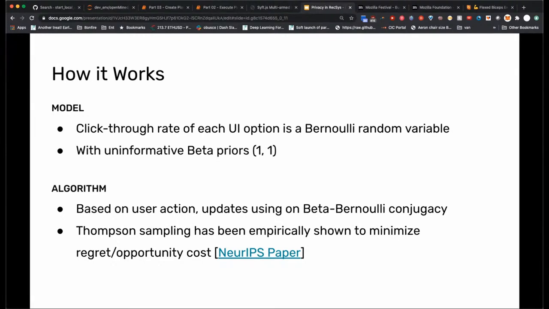Once again, we're learning from user actions. We're doing the update based on beta-Bernoulli conjugacy. This is nothing more than a mathematical nicety that makes the update very simple to compute. And we're going to essentially use Thompson sampling, which has been empirically shown to minimize regret, or opportunity cost, in a 2011 NeurIPS paper. Subsequently, it's also been theoretically proven to have optimal bounds for discrete optimization.